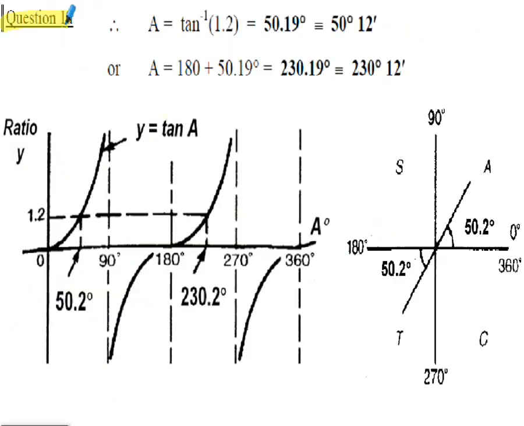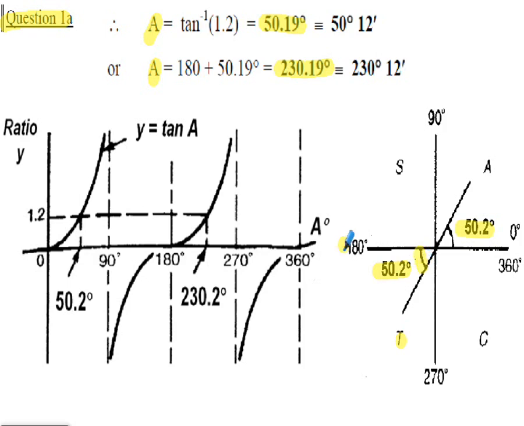Question 1a continued here. So angle A from the previous slide, the first angle was 50.19 degrees, and angle A was also shown to be 230.19 degrees for our two solutions. Looking at the ASTC diagram, you can see that the first angle for a positive ratio of 1.2 would be here. So 50.2 is in that first quadrant where all the ratios have positive values. And the tangent also occurs as positive in the third quadrant. So that 50.2 degrees angle I can write in here, this angle here.